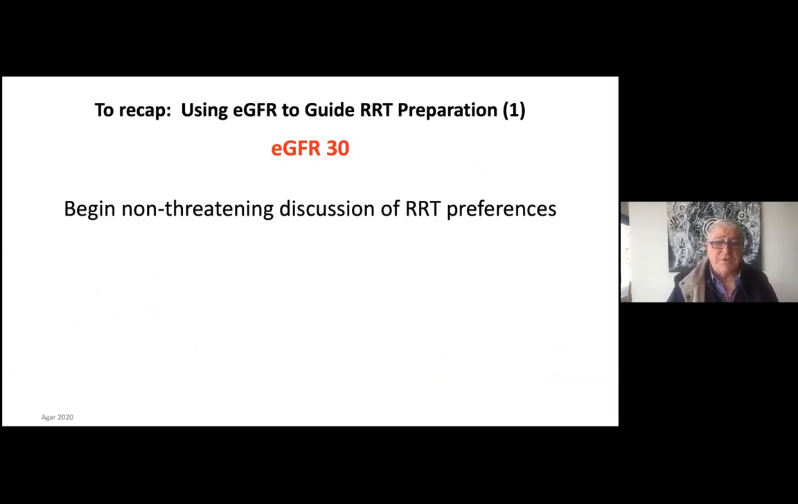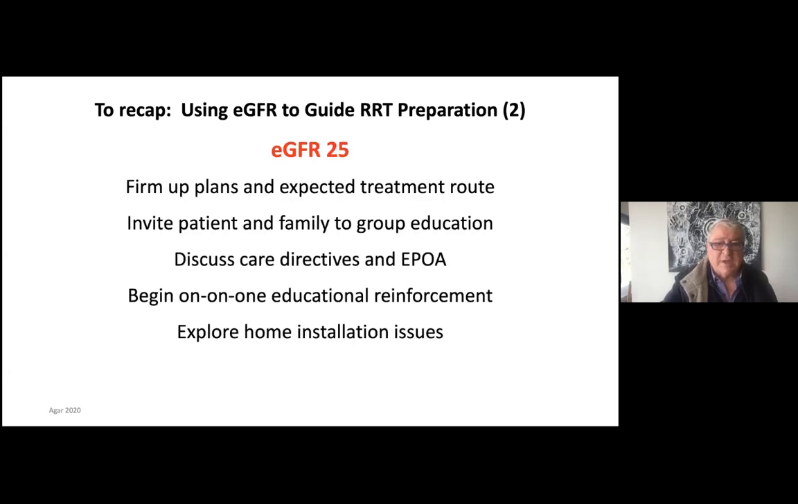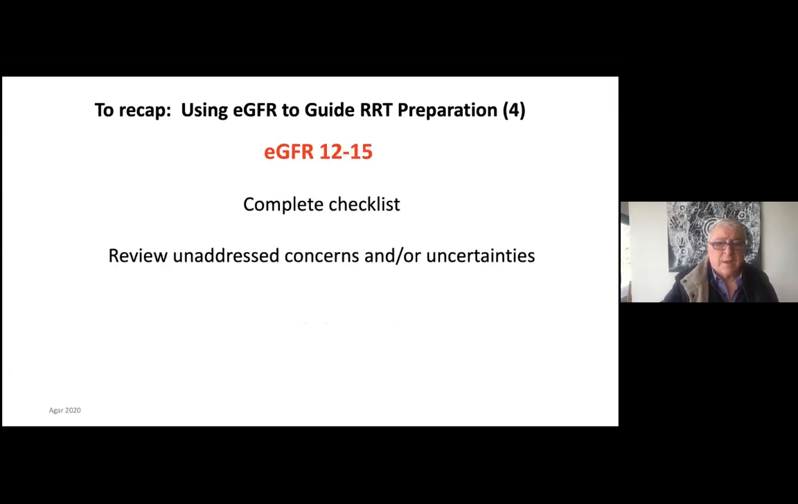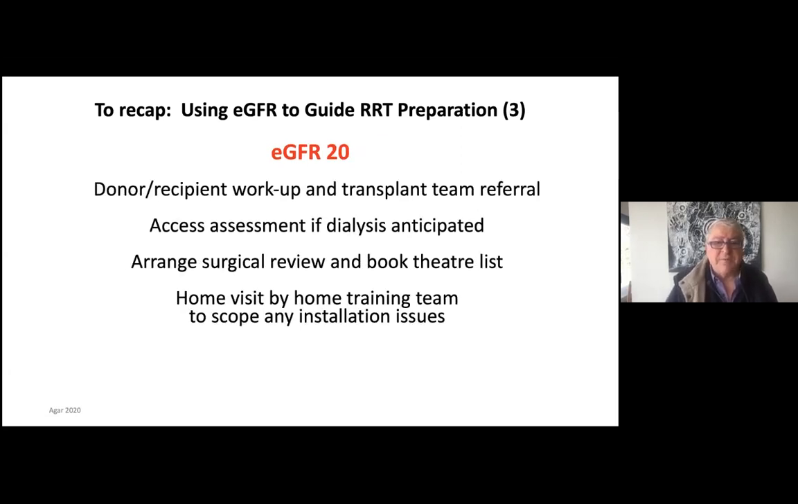To recap, using the eGFR to guide renal replacement preparation: eGFR 30, begin non-threatening discussion of preferences. eGFR of 25, firm up plans, expected treatment route, invite family and friends to group education, discuss care directives and powers of attorney, begin one-on-one educational reinforcement, and explore home installation issues, which includes home visitation. eGFR of 20, donor recipient workup and transplant team referral, access assessment, surgical review, book theatre lists, and home visit by the home training team to scope any installation issues.